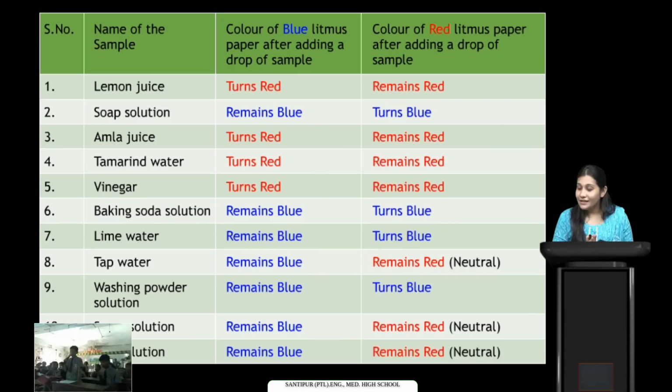My question is, what is the main source of litmus paper? Very good question. We have used the litmus paper in detecting whether something is acid or base. So you have the question, what is the main source of litmus paper? We get litmus paper from the plant lichen. From the plant lichen we get the litmus paper.